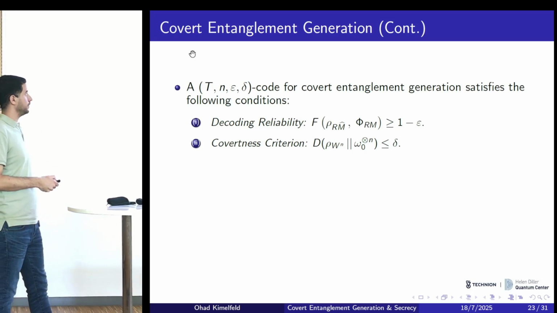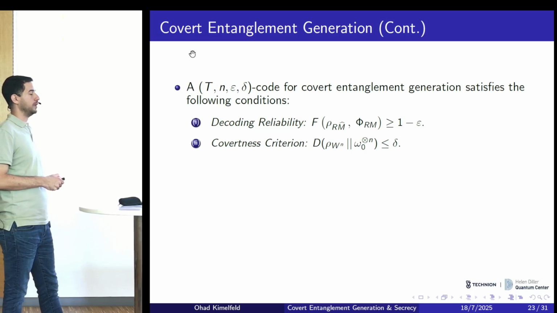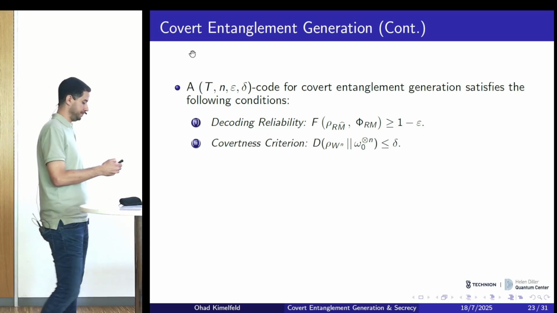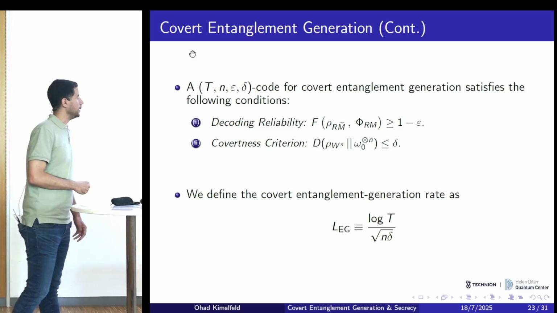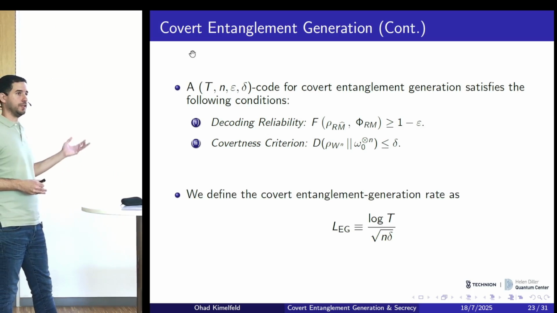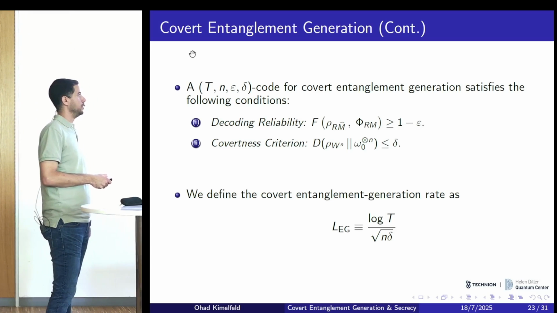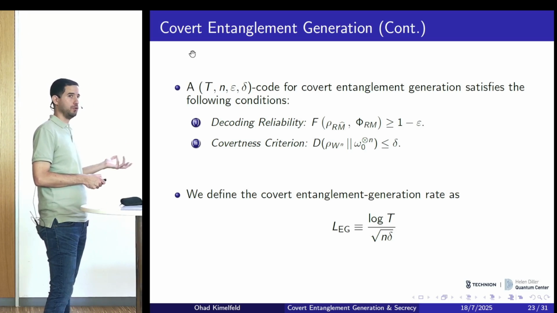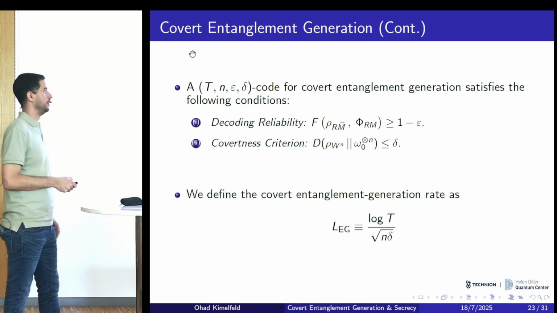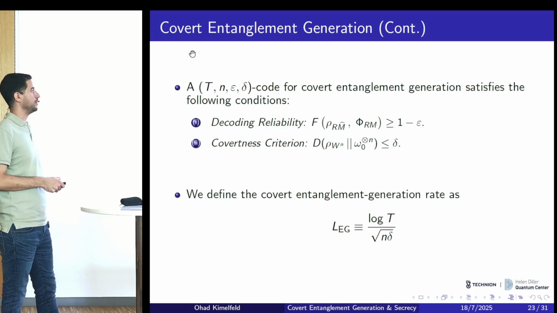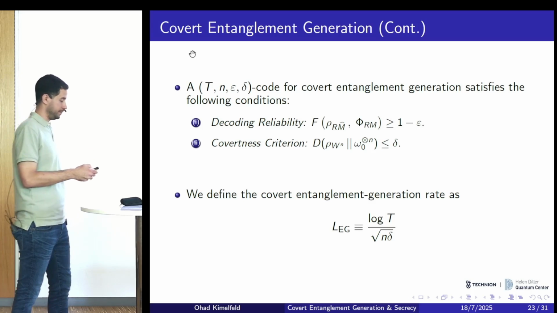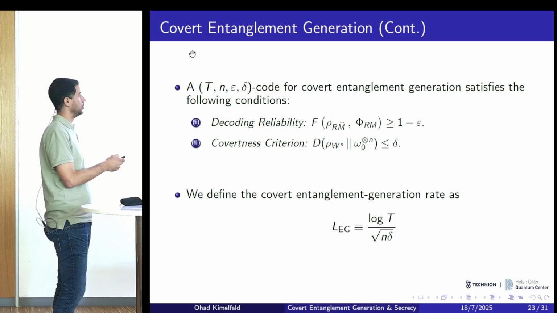And the covertness criterion is similar to the previous model. And similarly, we define the covert entanglement generation rate as the number of EPR pairs divided by the square root of n, again, instead of n, times the covertness criterion, or covertness bound.